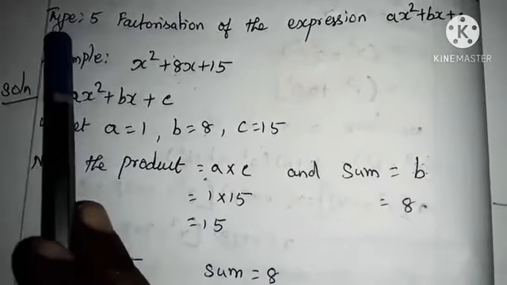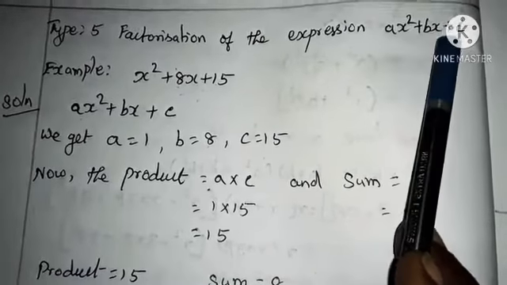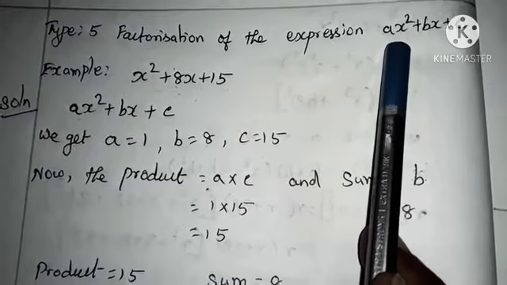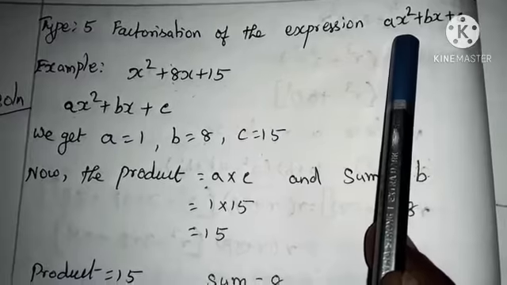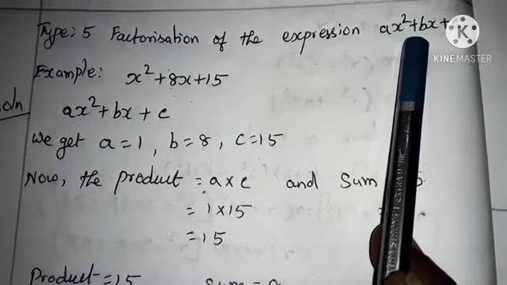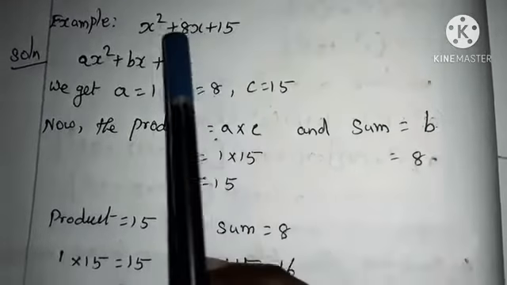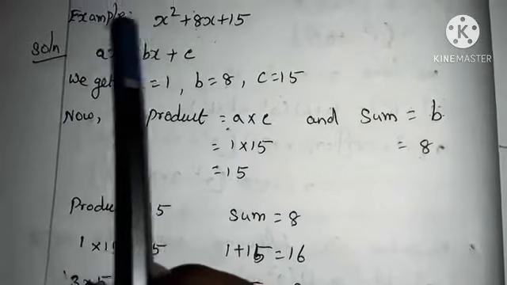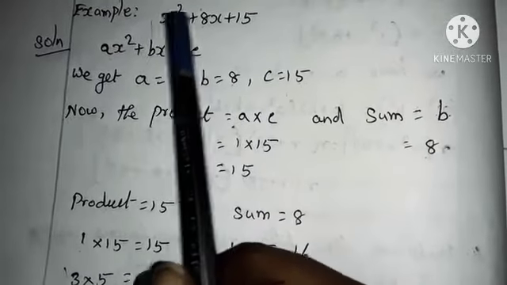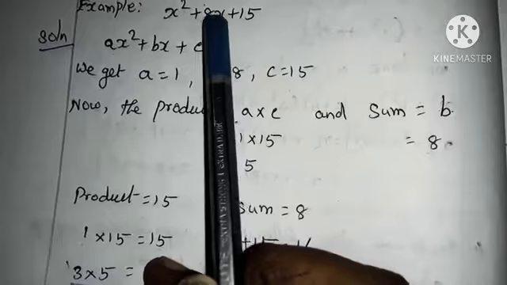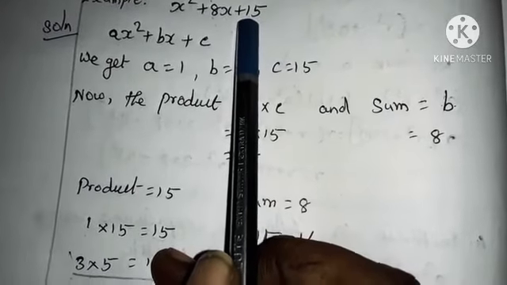Next we will see type 5 factorization of the expression ax square plus bx plus c. In this expression it has no common factors, no common binomial factors. We are not able to use any identities in this expression. With this algebraic expression we are going to see how to factorize it with an example. Example: factorize x square plus 8x plus 15. In this expression it has no common factor, and we are not able to use any identities because 15 cannot be written as a square.